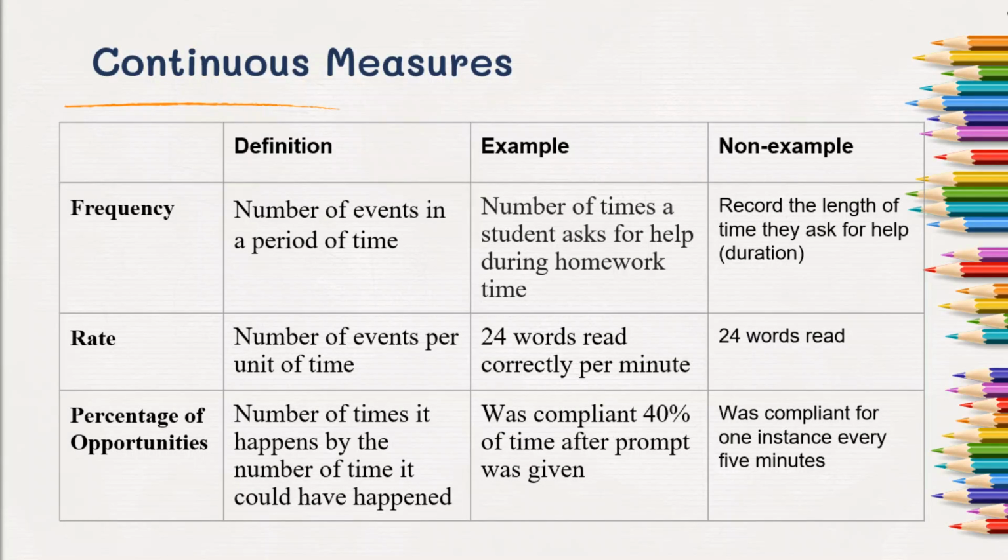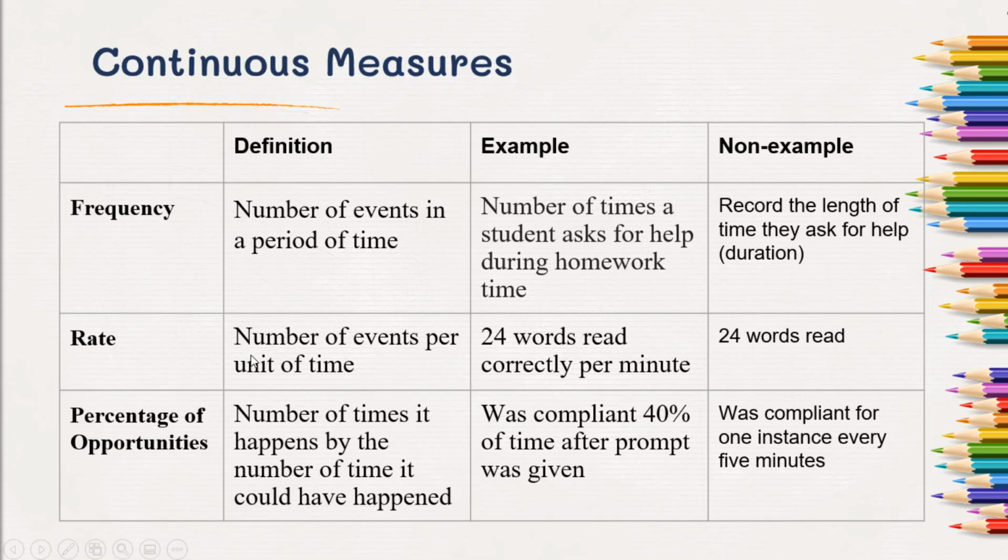Moving on from the acronym SMART goals, we're now going to go into different types of measuring. The first type of measuring is all types of continuous measures. First, let's go over frequency. Frequency refers to the number of events in a period of time. An example would be measuring the number of times a student asks for help during homework time. A non-example would be recording the length of time that they ask for help. With frequency, we're really looking at how many times this is occurring, not how long.